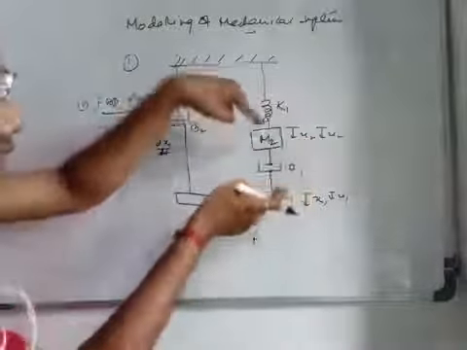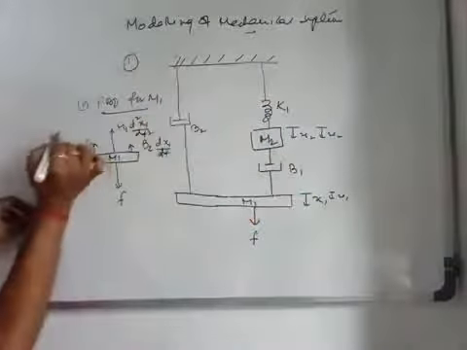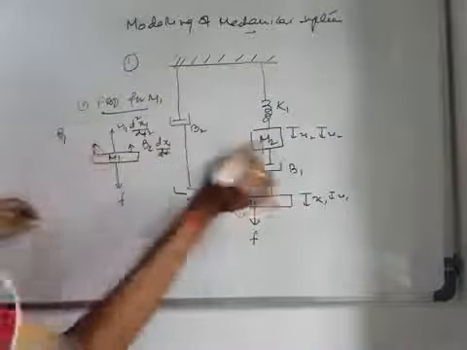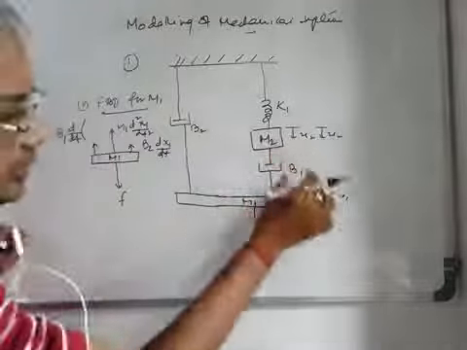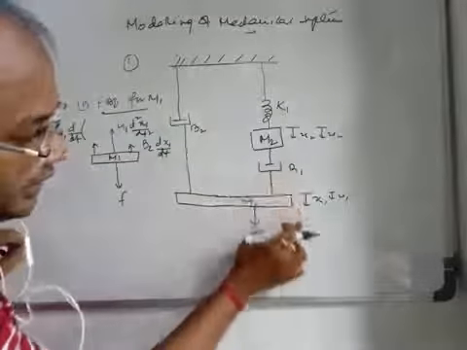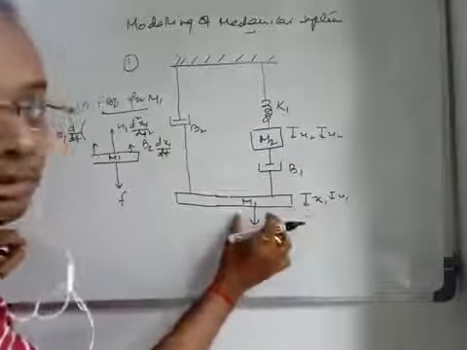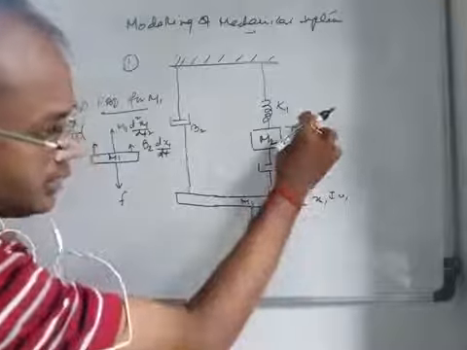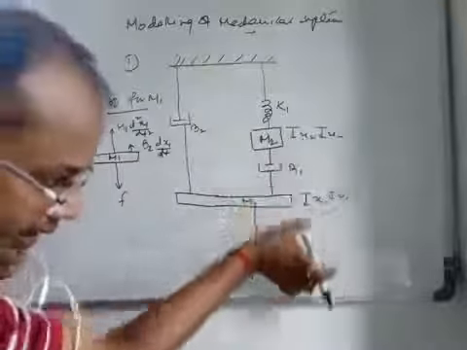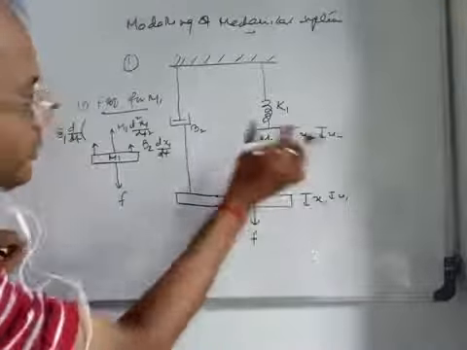So what is the resultant force? The resultant force will be equal to b1 d/dt of the resultant displacement. Resultant displacement means, at this end x1, the actual movement of the mass we are considering, so this is x1 and here this is x2. So the resultant displacement in this direction we will consider as x1 minus x2.